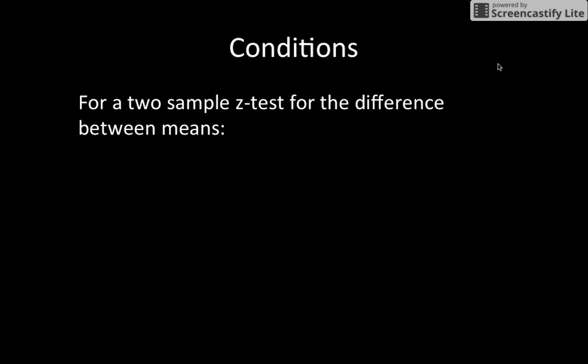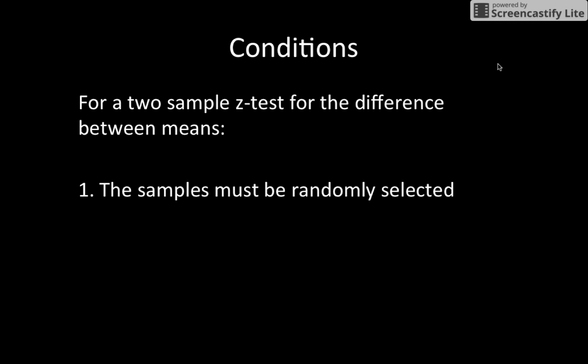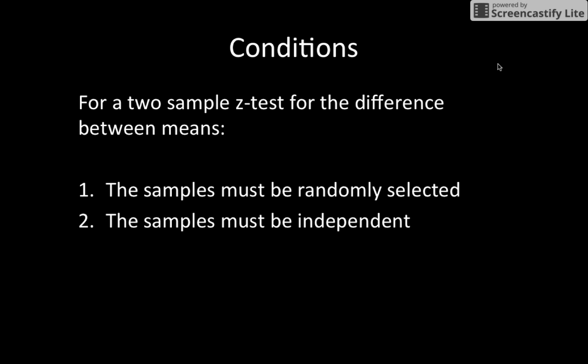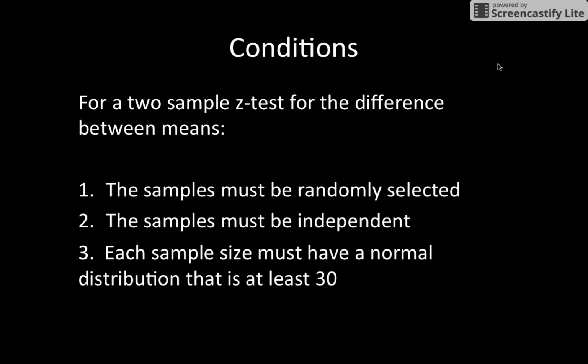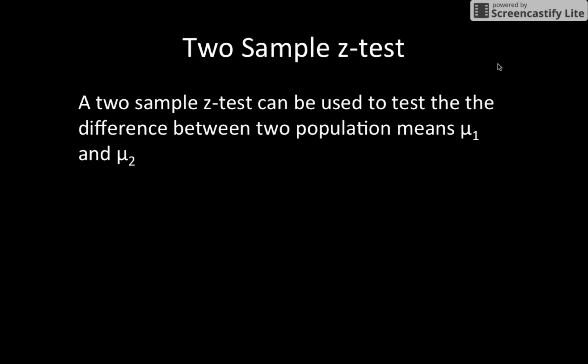For a two sample z-test, the difference between means, the samples must be randomly selected, they must be independent, and the sample size must have a normal distribution that is at least 30. A two-sample z-test can be used to test the difference between two population means, mu sub 1 and mu sub 2.